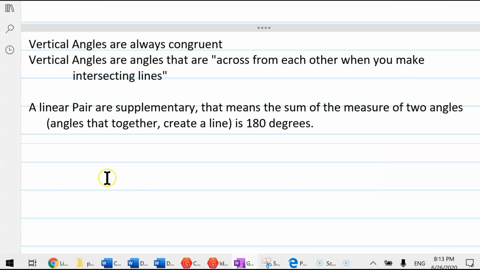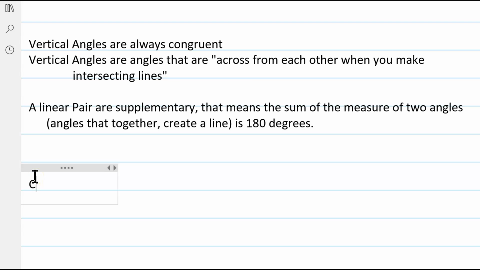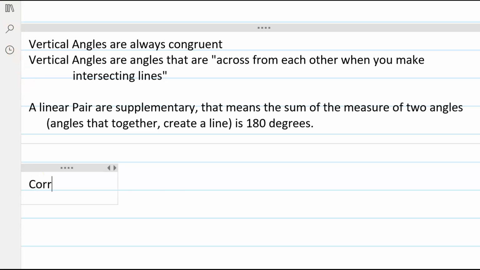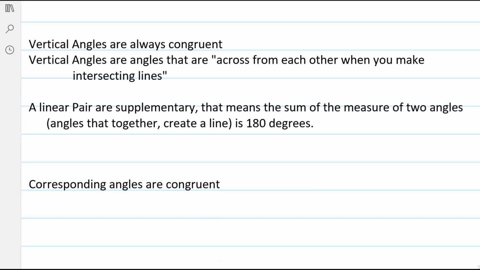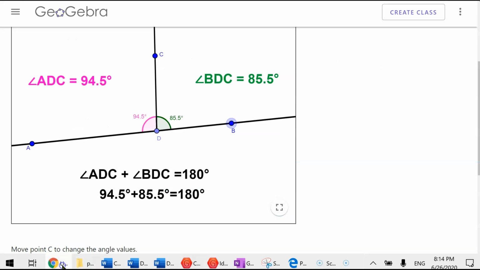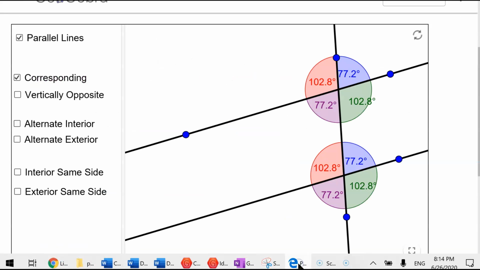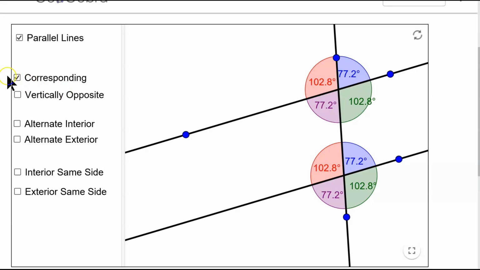Matter of fact, that is so important. Let's copy that down. There you go. By magic, I hurried up and wrote that down. You can pause it and copy it if you need to. And then when you're ready, let's go ahead and move on to the next one. So the next one, actually I'm not going to do vertically opposite, we already did that, vertical angles. Alternate interior angles.